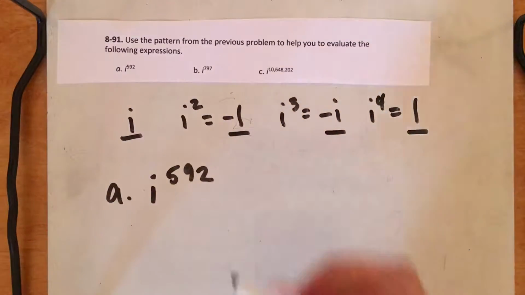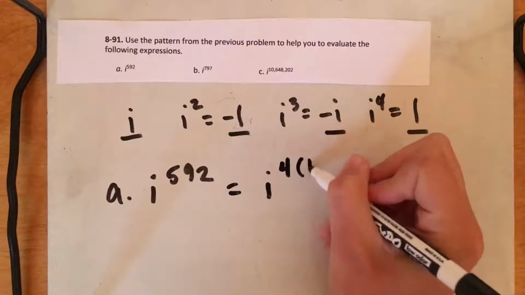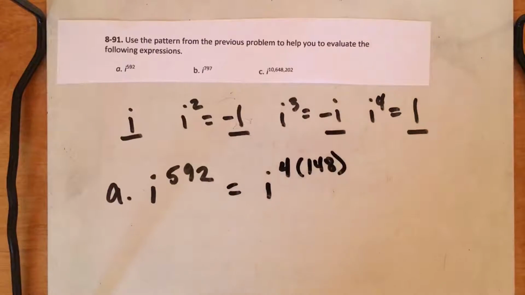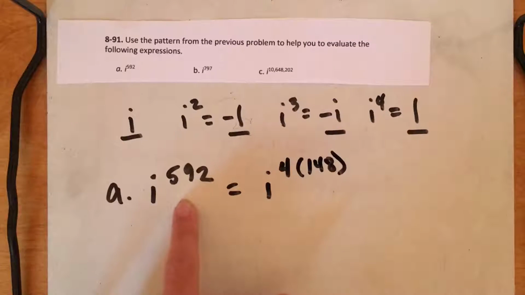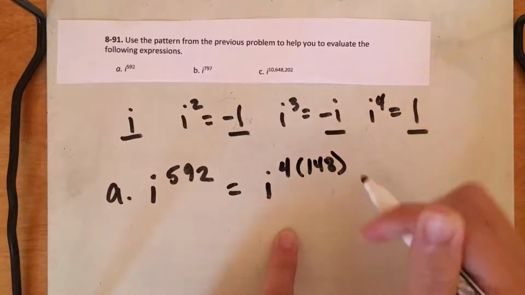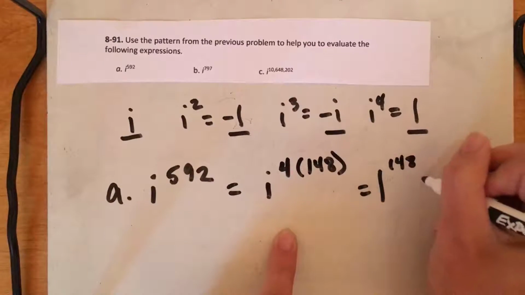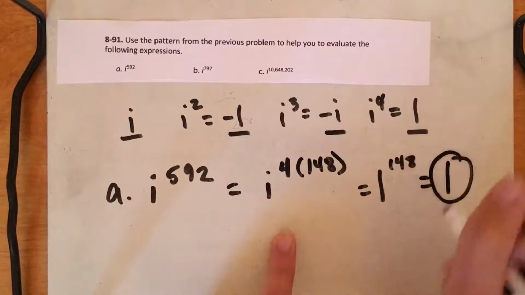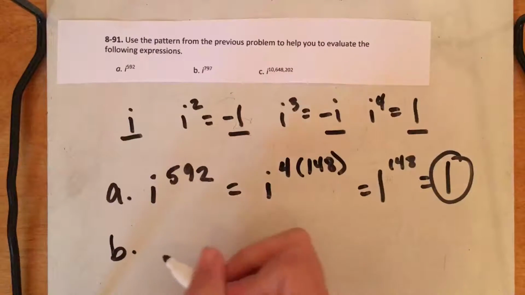So what that really means is I have I to the 4th 148 times, okay? Because you multiply these exponents together, and that would have given you this. But I to the 4th is really worth 1. So I have 1 to this 148th power. Which is really just 1. Okay, so we can simplify to that. So we're seeing how many times does this pattern repeat. This one there was no remainder needed. So let's look at B and see if that happens again.